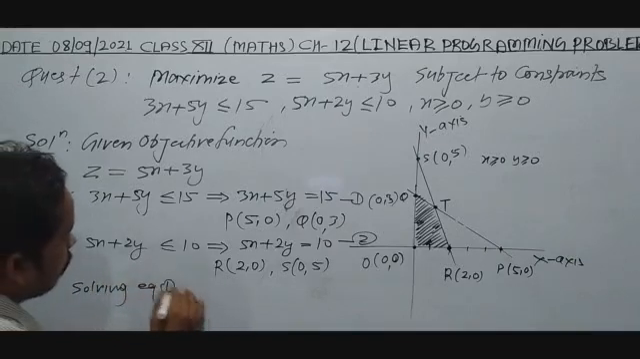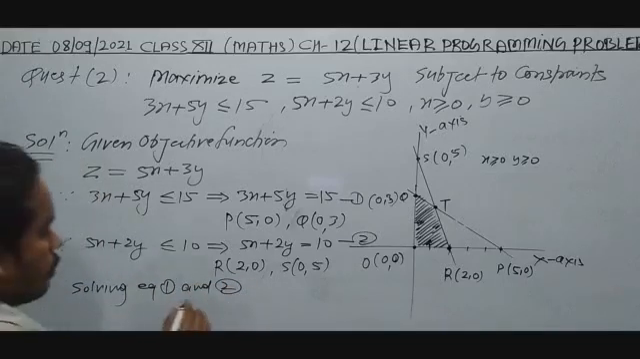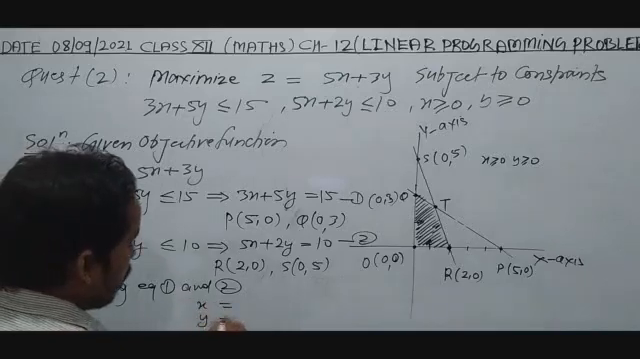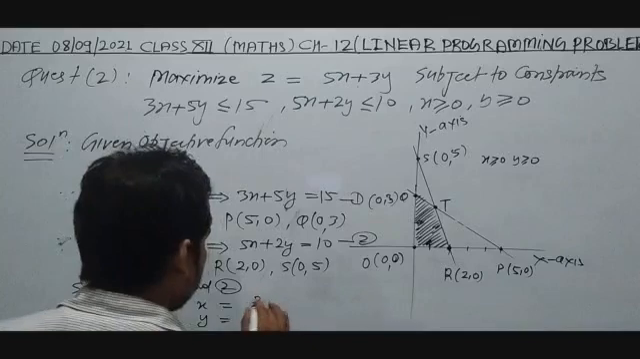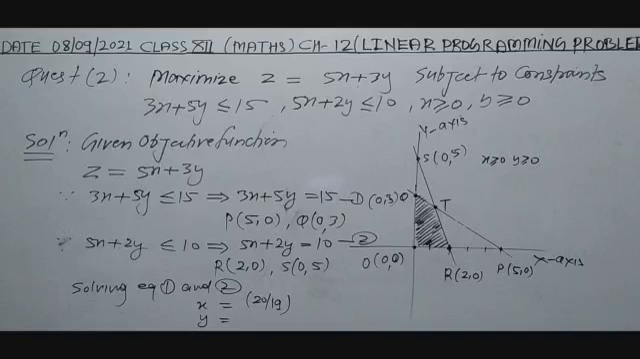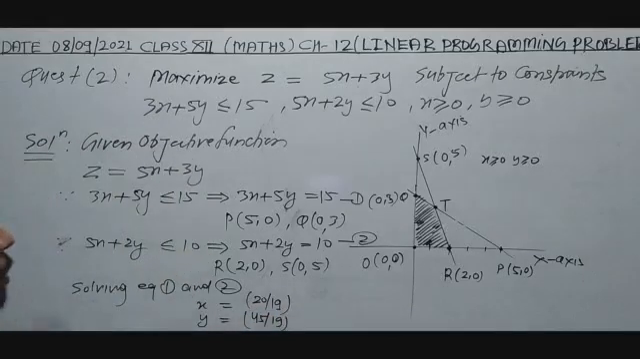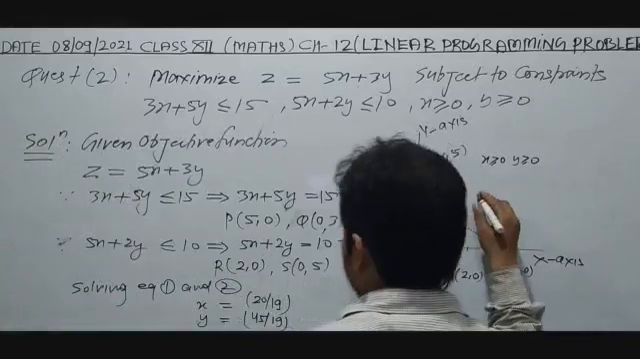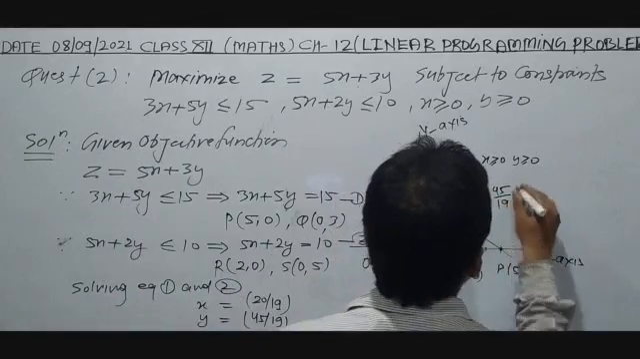Solving equation 1 and equation 2, you will get x is equal to 20 by 19, and the y value is 45 by 19. So there is one possible value of T, an ordered pair: (20/19, 45/19). This is the point.